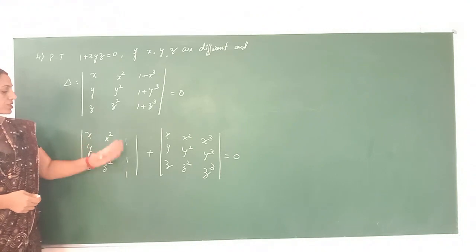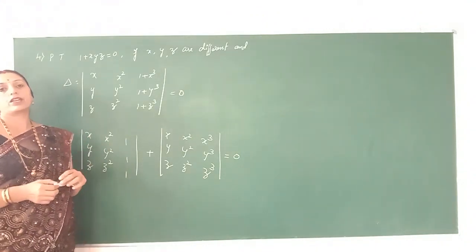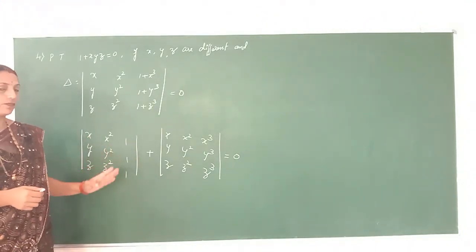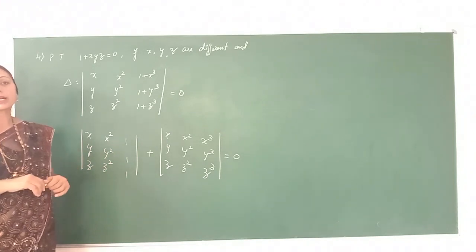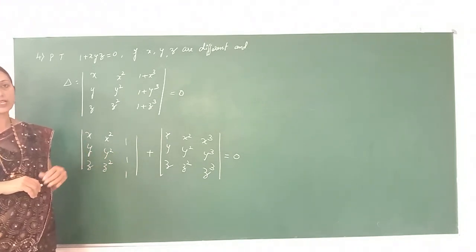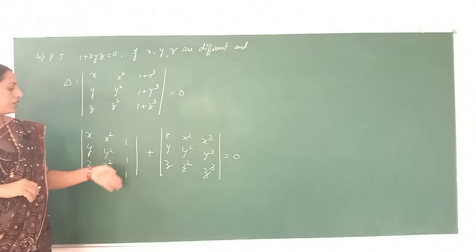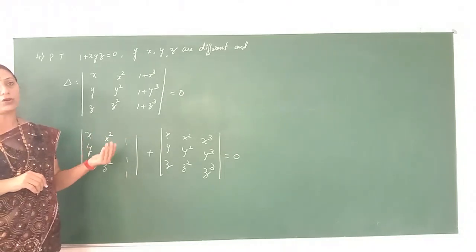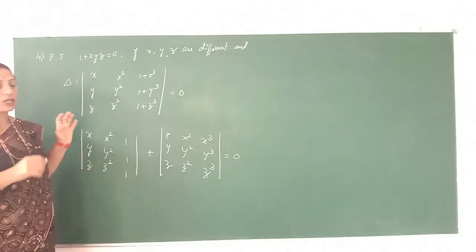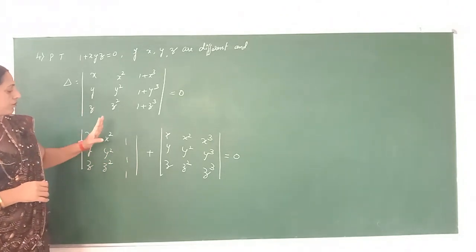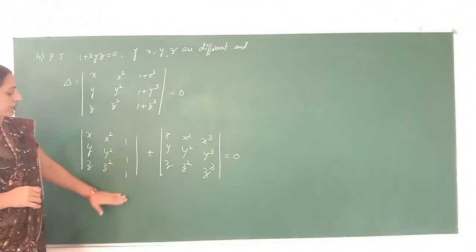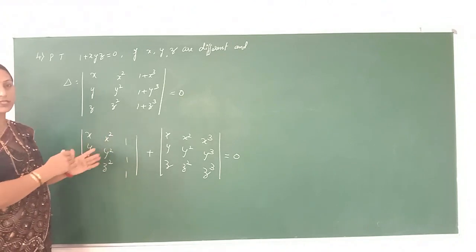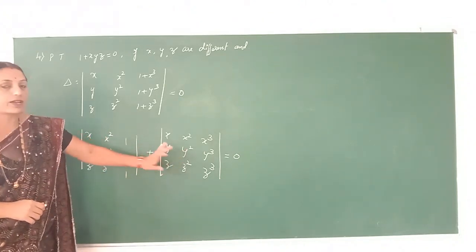So if all the elements of any one of the rows or any one of the columns are nothing but 1 1 1, we get it by subtracting the corresponding elements either row wise or column wise. That method is already known. But in this problem, the elements are in the same form, so first we simplify the second one.